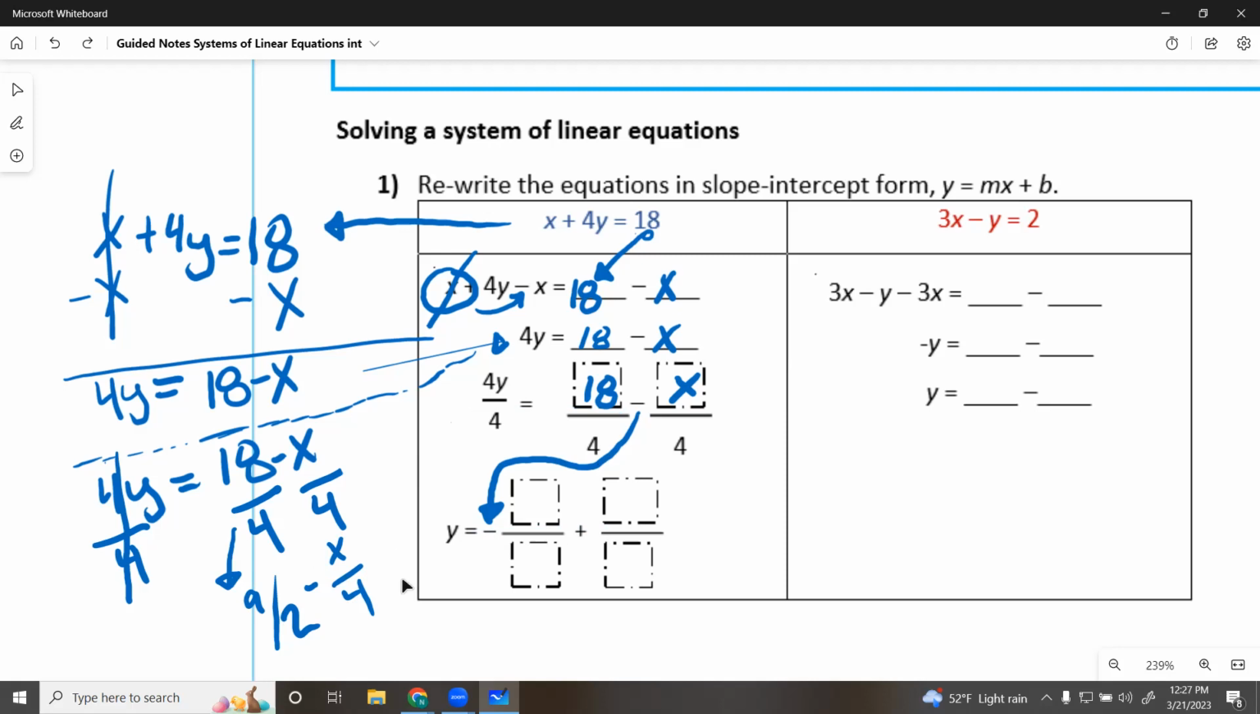So it's the same as saying 3 plus 2 equals 5 is the same as negative 5 equals negative 3 plus negative 2.